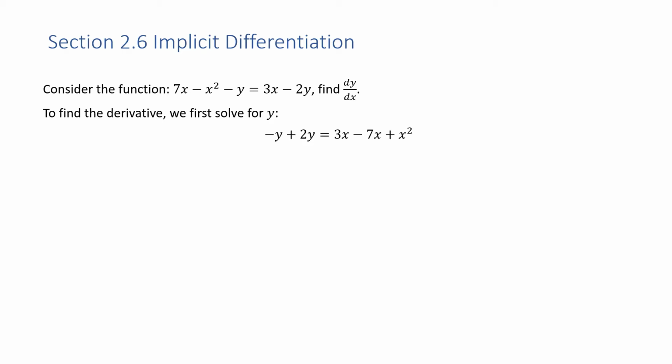Now let's combine the terms. Negative y plus 2y would be y. And 3x minus 7x is negative 4x. We still have the plus x squared. We can now differentiate. We get the derivative of y is dy dx, and the derivative of negative 4x is negative 4, plus the derivative of x squared is 2x.